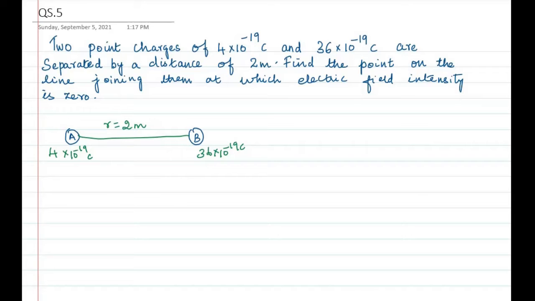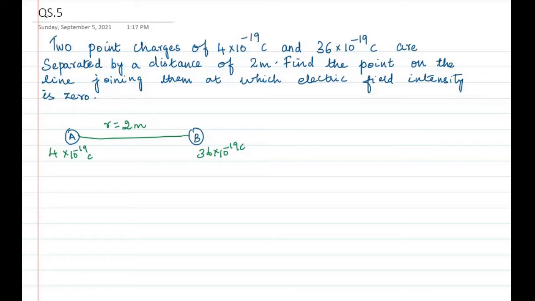Now find the point on the line joining them at which the electric field intensity is 0. Can the electric field intensity be 0 between them? Yes. Why? Because both the charges are like charges, so there will be a repulsive force between these two charges, and you can have a 0 electric field between them.